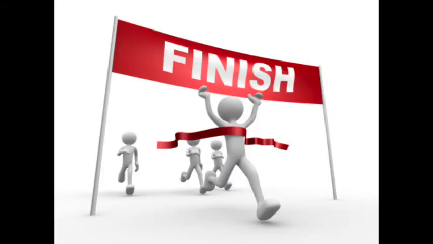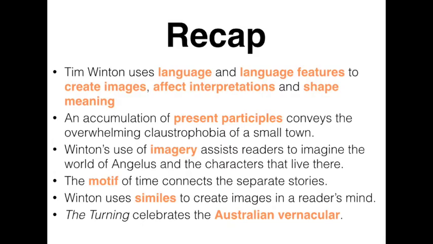And that's it. You've made it. To recap the main points of the lesson, I considered how Tim Winton uses language and language features in The Turning to create images, affect interpretations, and shape meaning. The key idea that Winton is trying to convey to readers is that we should try to understand people rather than superficially judging them. Winton's use of language and language features creates a familiar world, which readers recognise.